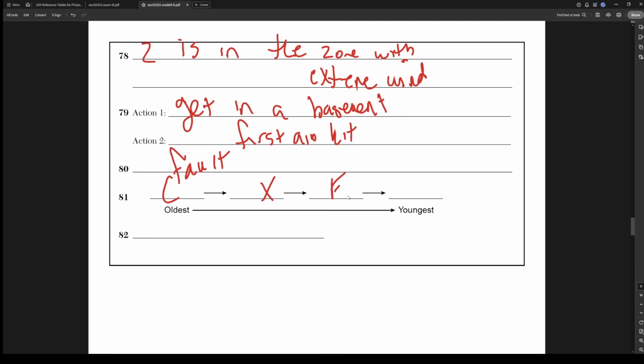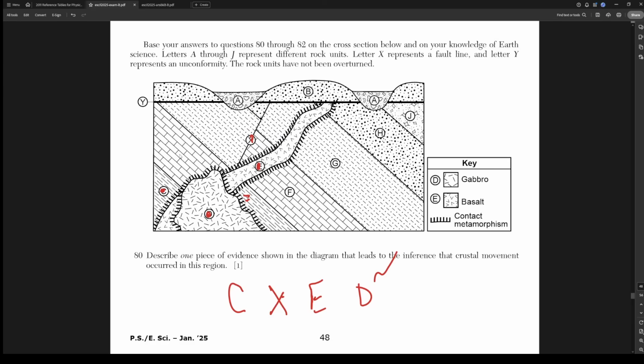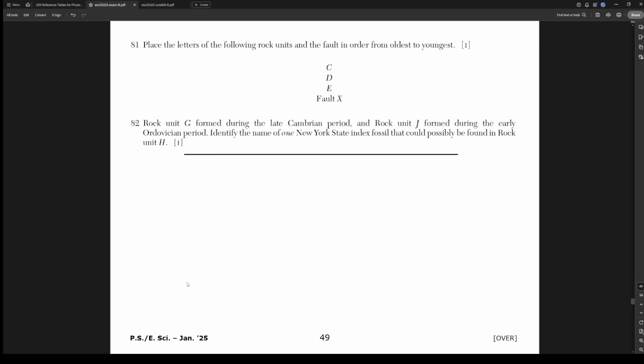That one's kind of hard. I would say this question was hard, just because this area here is kind of hard to tell, because the fault is very... I don't know. It was just kind of hard.